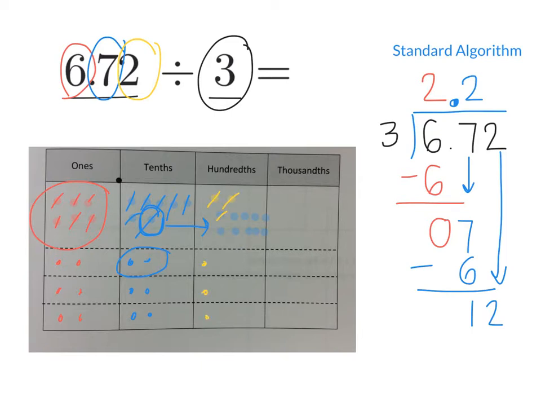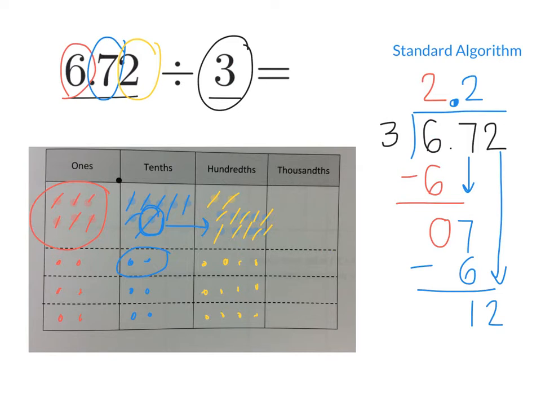Do I have more I can share? Okay, I'm going to cross off 3 more. 1, 2, 3. Do I have more that I can share? Yes, I'm going to cross off 1, 2, 3. Do I still have more I can share? Nice. 1, 2, 3. I ran out of hundredths.